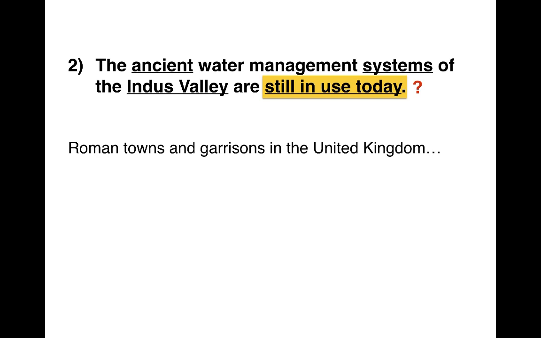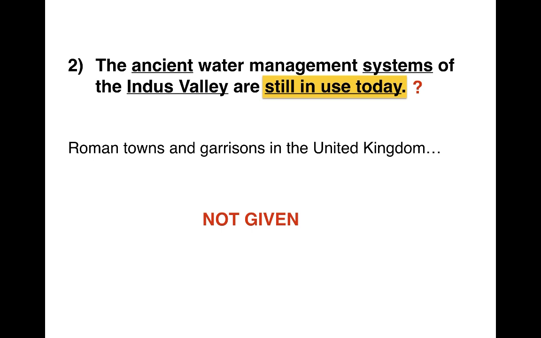Roman towns and garrisons in the United Kingdom. Now this has gone on to a new topic. It's not about the Indus Valley anymore, it's about Roman towns. So I think that we can safely say not given. However, one technique is, if you're not sure, miss that question, go on to the next question and then return later. We know that the answers go in order, so if we can find number 3, then we know that the answer for question 2 should be somewhere between numbers 1 and 3.